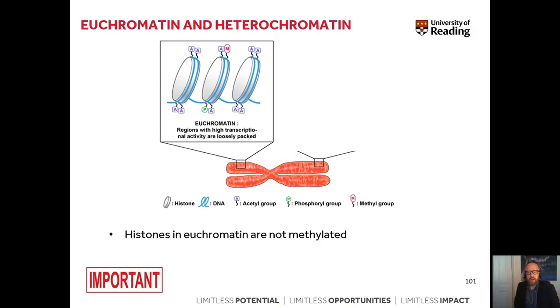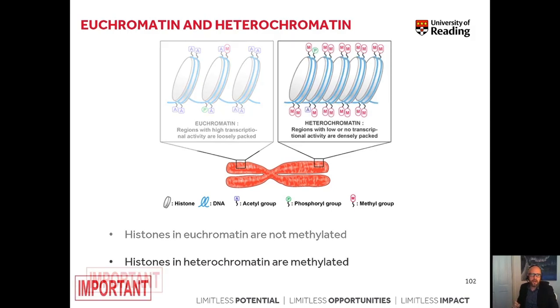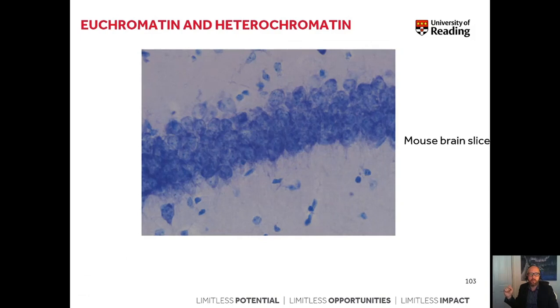Another difference between euchromatin and heterochromatin is actually methylation. Histones in euchromatin are not methylated. So this is quite opposite to the level of acetylation. Okay, so those histones are not methylated. In contrast, in heterochromatin, we have a high level of methylation, and this keeps this DNA fairly closed, right? As a result, we have either low or no transcriptional activity when those DNA sequences are densely packed.